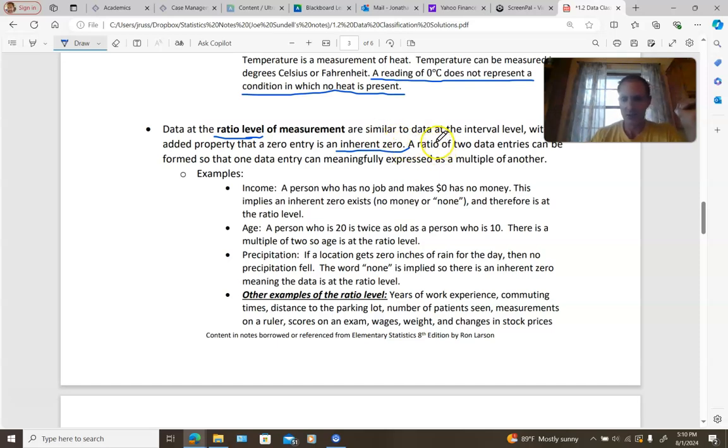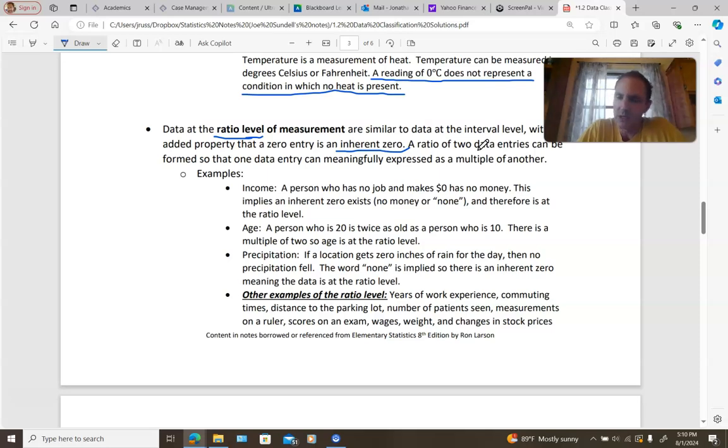Okay? So it says a ratio of two data entries can be formed such that one data entry can meaningfully be expressed as a multiple of another. So I'll give you an example of this, like a person's age. So if a person has an age of 0, it's like, well, they don't exist. They haven't lived any, right?